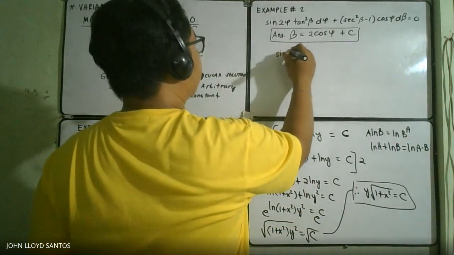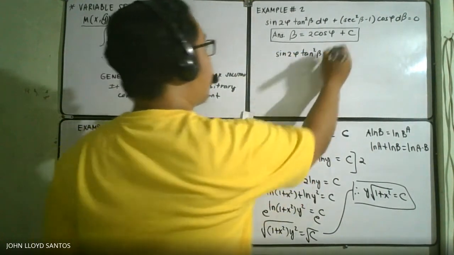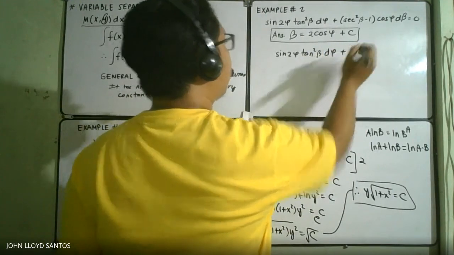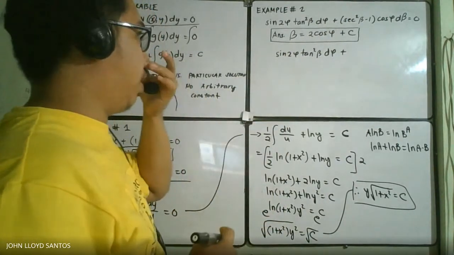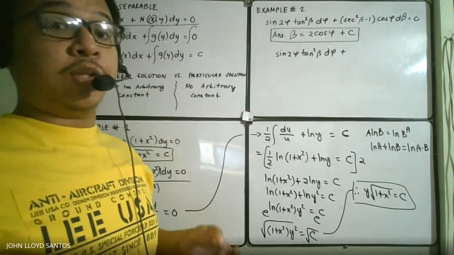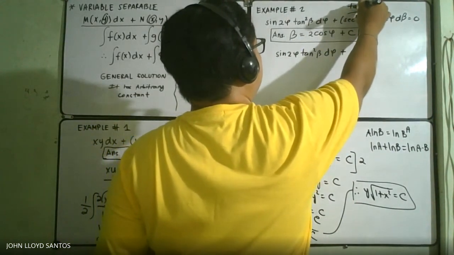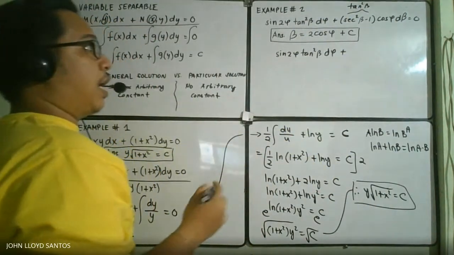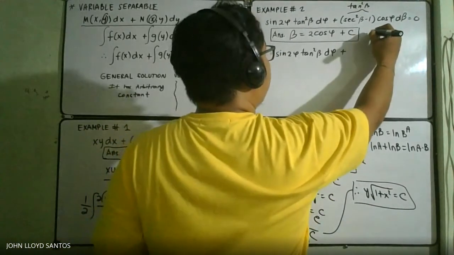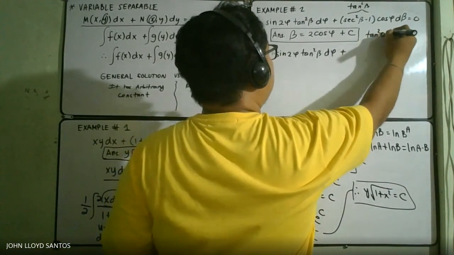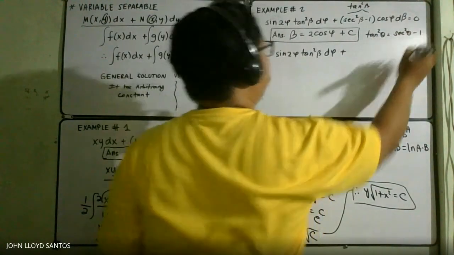So sine 2 phi, tangent squared beta d phi. But alam natin, meron tayong identity for this: secant squared minus 1. So sabi ng trigonometric natin, it is simply equal to tangent squared. So itong term na to is simply a tangent squared beta. Saan po siya galing? Galing po siya ng trigonometric identities. Sabi natin, tangent squared theta is simply equal to secant squared theta minus 1.